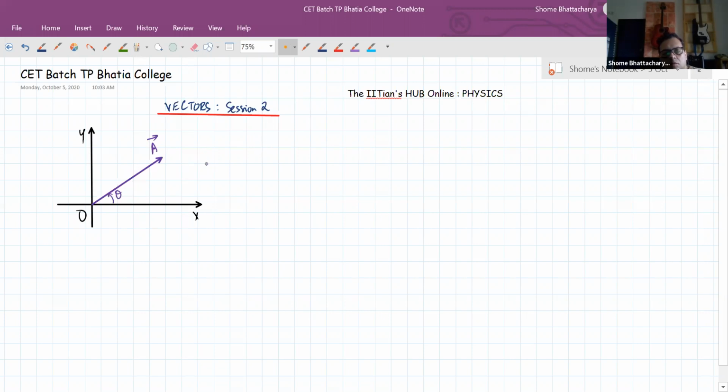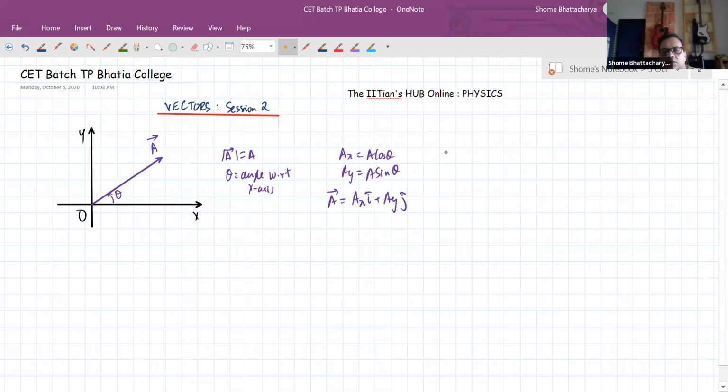We also saw that when we represent it in component algebra, the magnitude of the vector is capital A, and the angle with respect to the x-axis is theta. We can represent the x component as A cos theta, the y component as A sin theta, and accordingly the vector can be represented as Ax i cap plus Ay j cap.